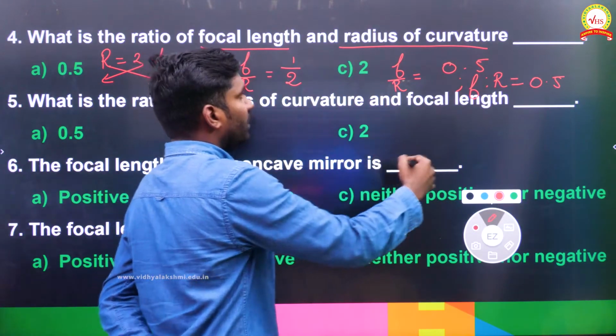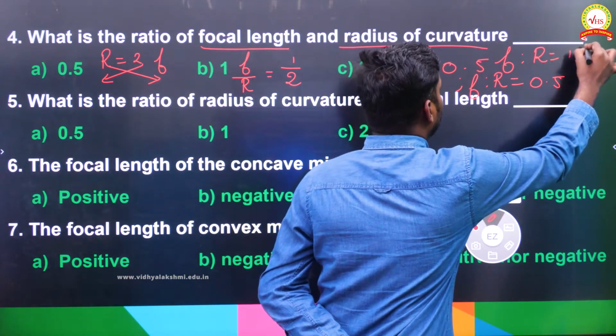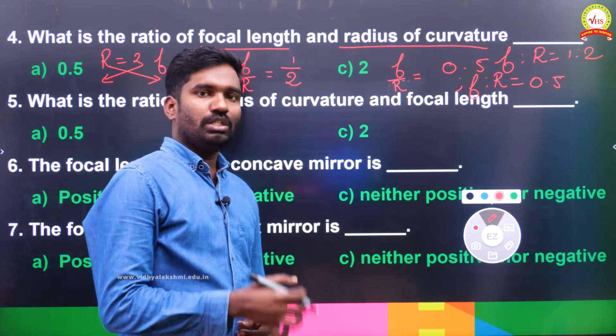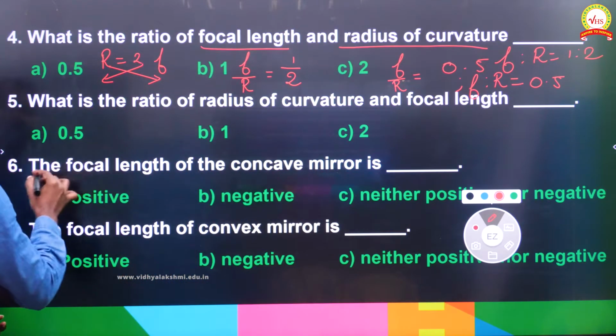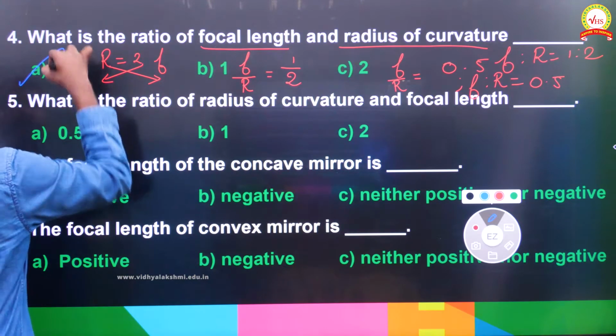Or if you are not simplifying this and just writing F is to R, it will be equal to 1 is to 2. Either you can write it as 1 is to 2 or 0.5 based upon the options they gave. If you are checking the options they gave over here, 0.5 is there.